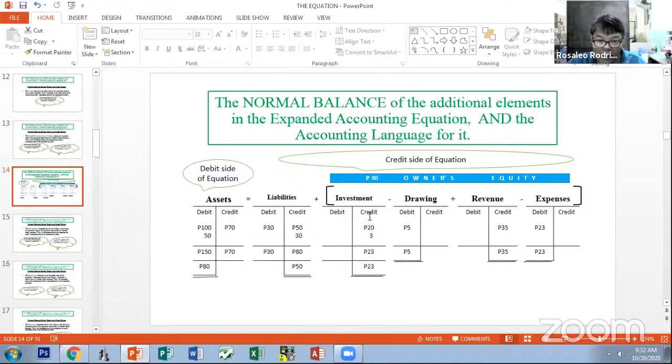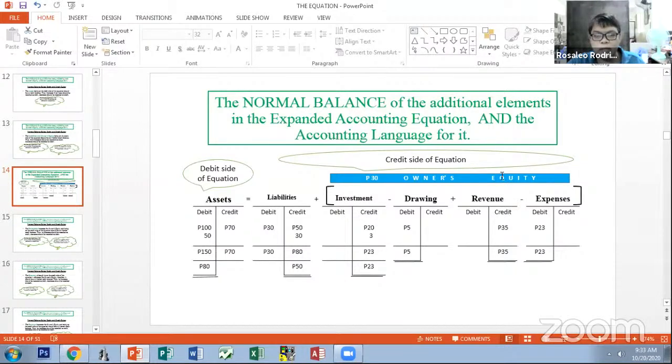Sir, why didn't they just put here a decrease in the investment? Why show it separately? How come we still have to create another variable called drawing? Now, accounting provides information. So to be more informative, so that we can separately show how much capital invested, or interest of the owner, has been drawn by the owner for personal use, we create a separate variable for that. If we just incorporate this 5 into this investment variable, it will be lost in translation.